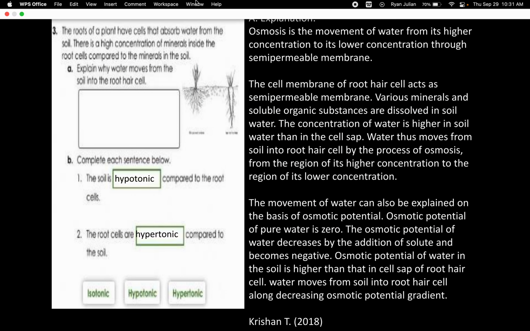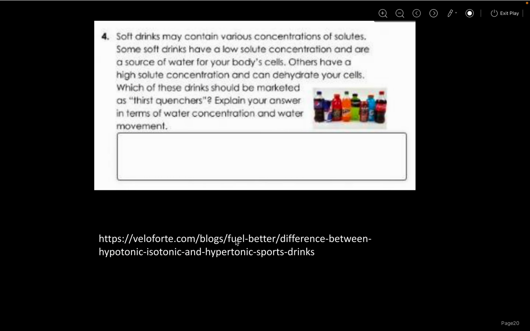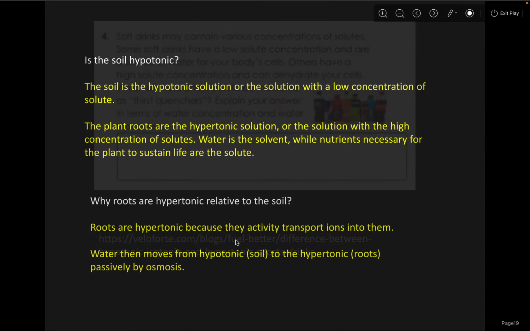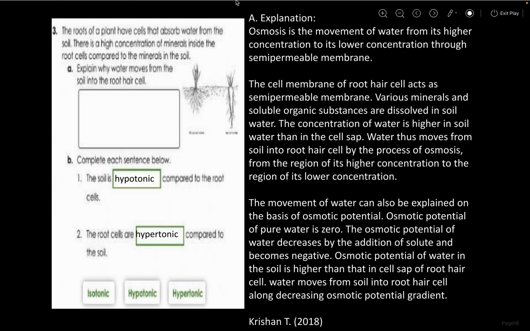Okay. Number 3, I think it's the last. The roots of a plant have cells that absorb water from the soil. There is a high concentration of minerals inside the root cells compared to the minerals in the soil. Explain why water moves from the soil into the root hair cell.